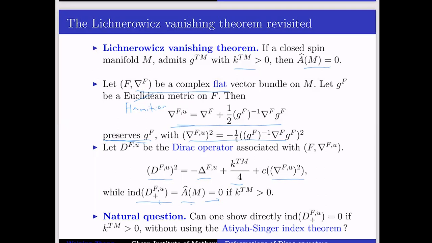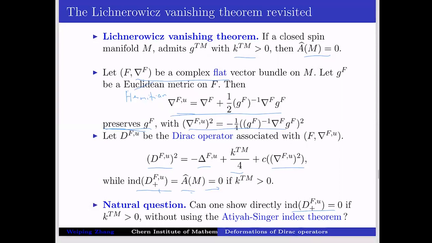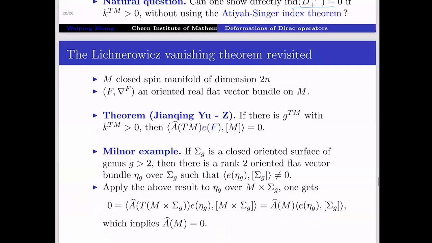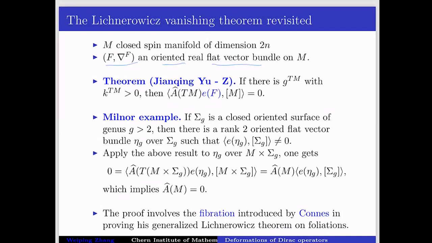So the natural question: can we show this equality directly, without using the Atiyah-Singer index theorem? In doing so, instead of proving this, we find another critical result, joint work with Jianqing Yu. We still assume M is a closed spin manifold with positive scalar curvature. Then we take F a real oriented flat vector bundle. Then we have an Euler class: if the metric has positive scalar curvature, then the A-hat class paired with this Euler class is equal to zero.